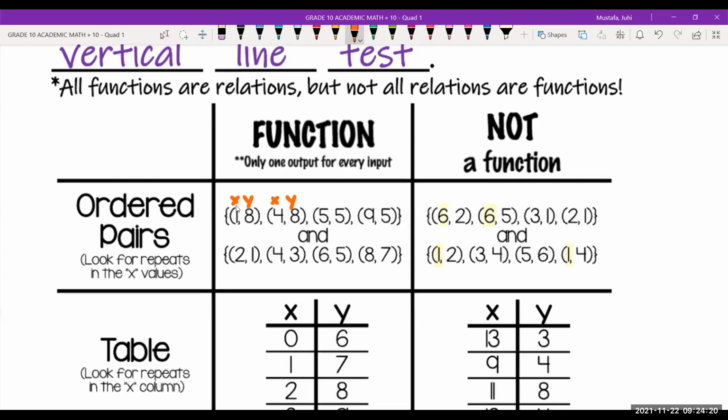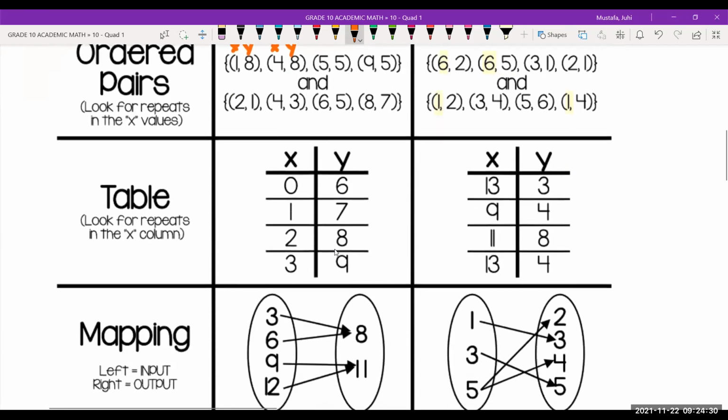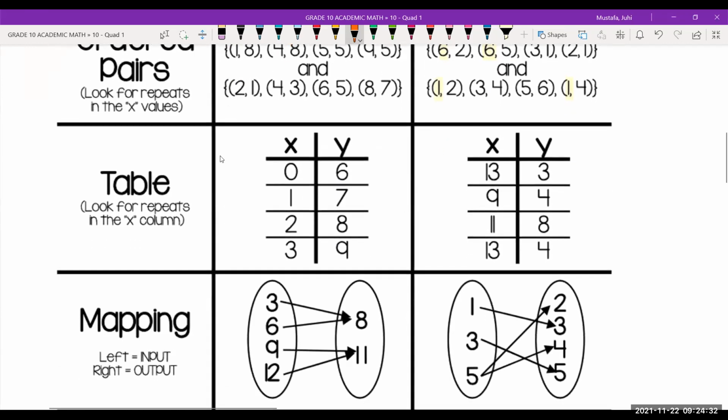For every input, which is your x value, there's only one output, which is your y value. Can't have repeating x values. Okay, let's look at the table of values. So this table of values represents a function, and this table of values does not represent a function. What do you notice is different about them?